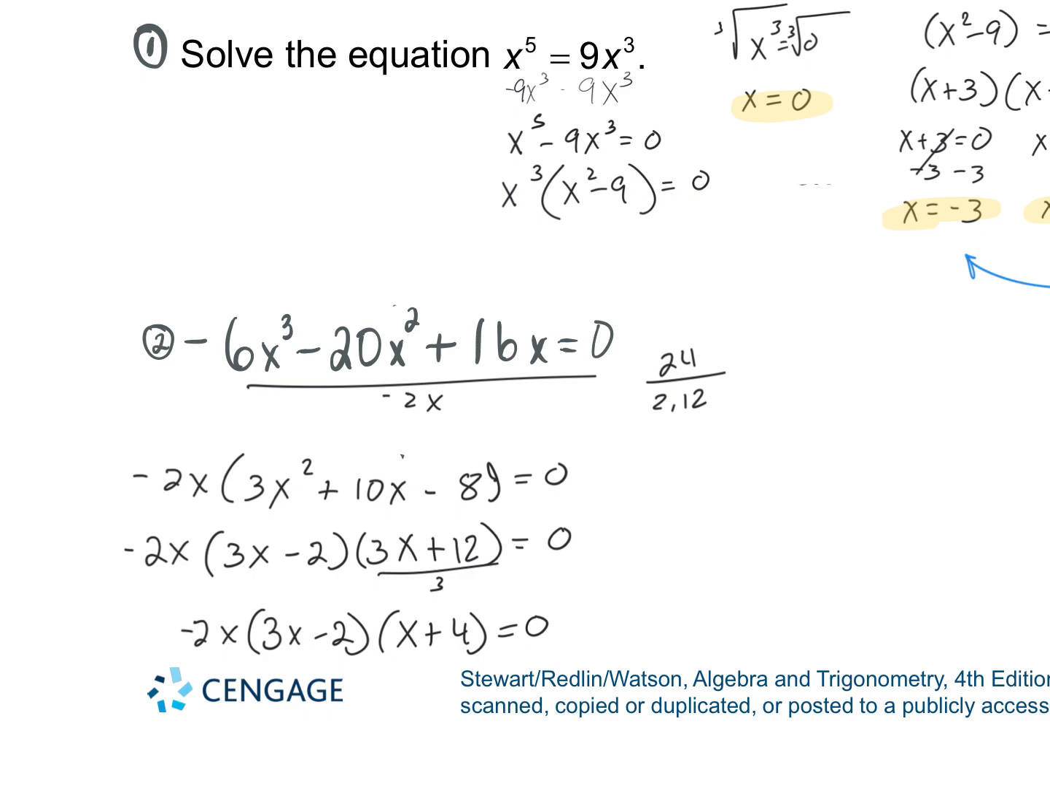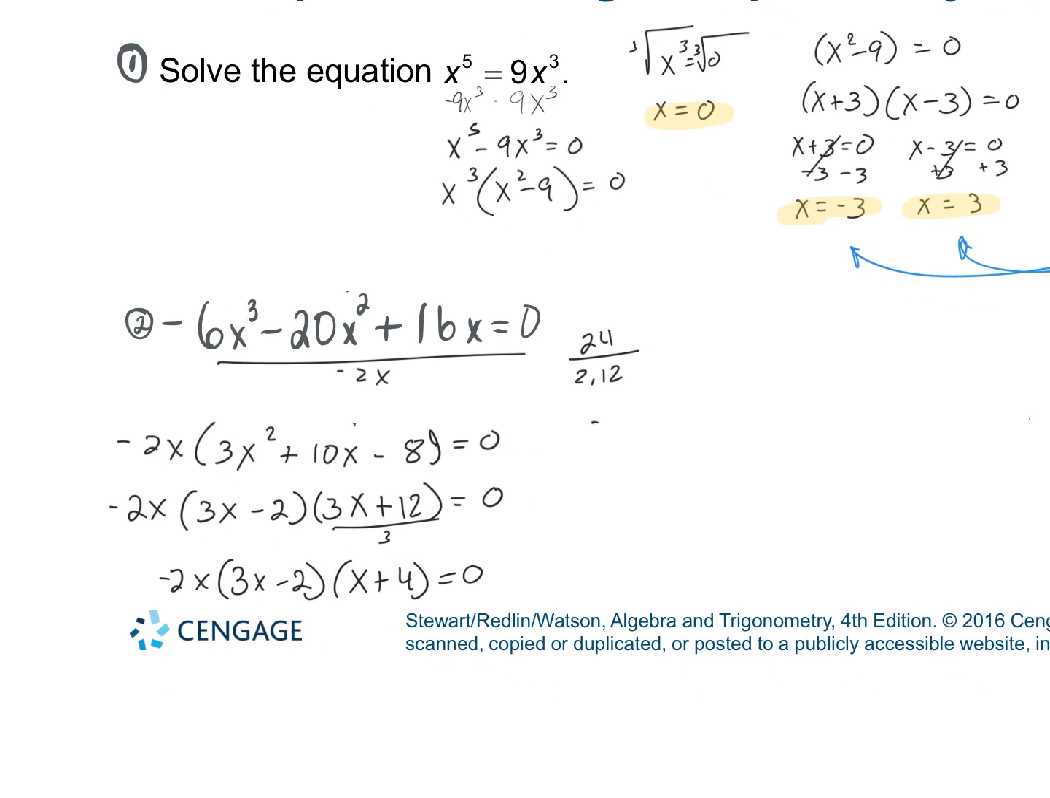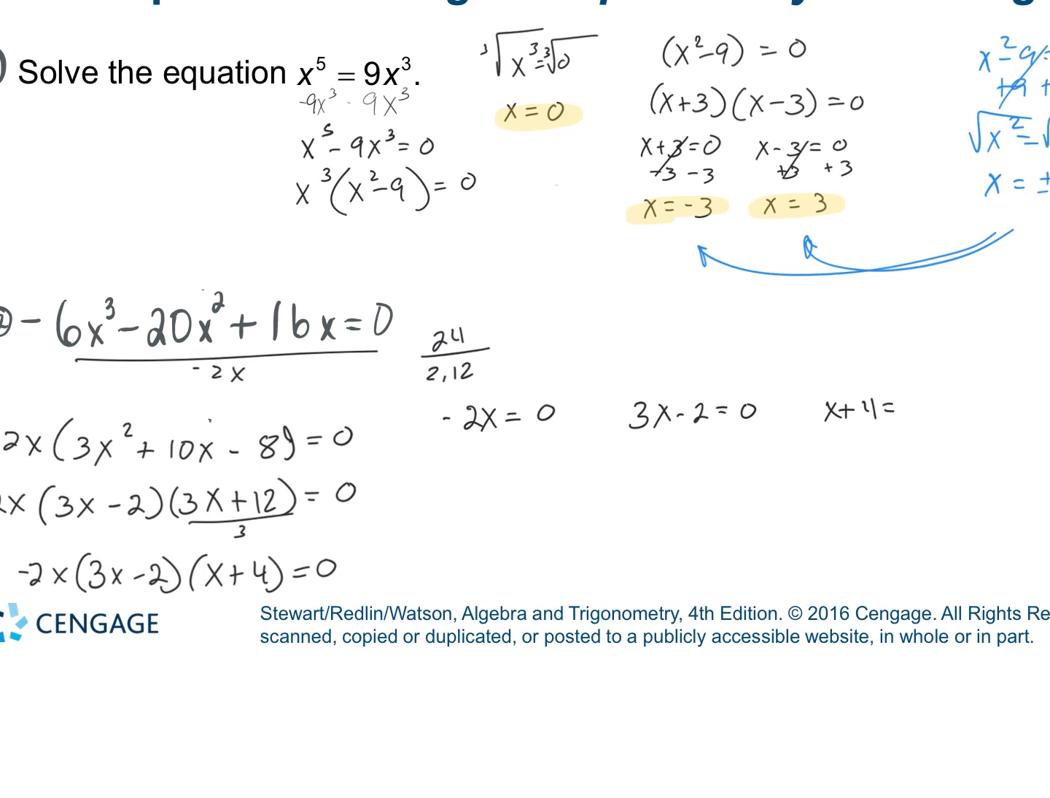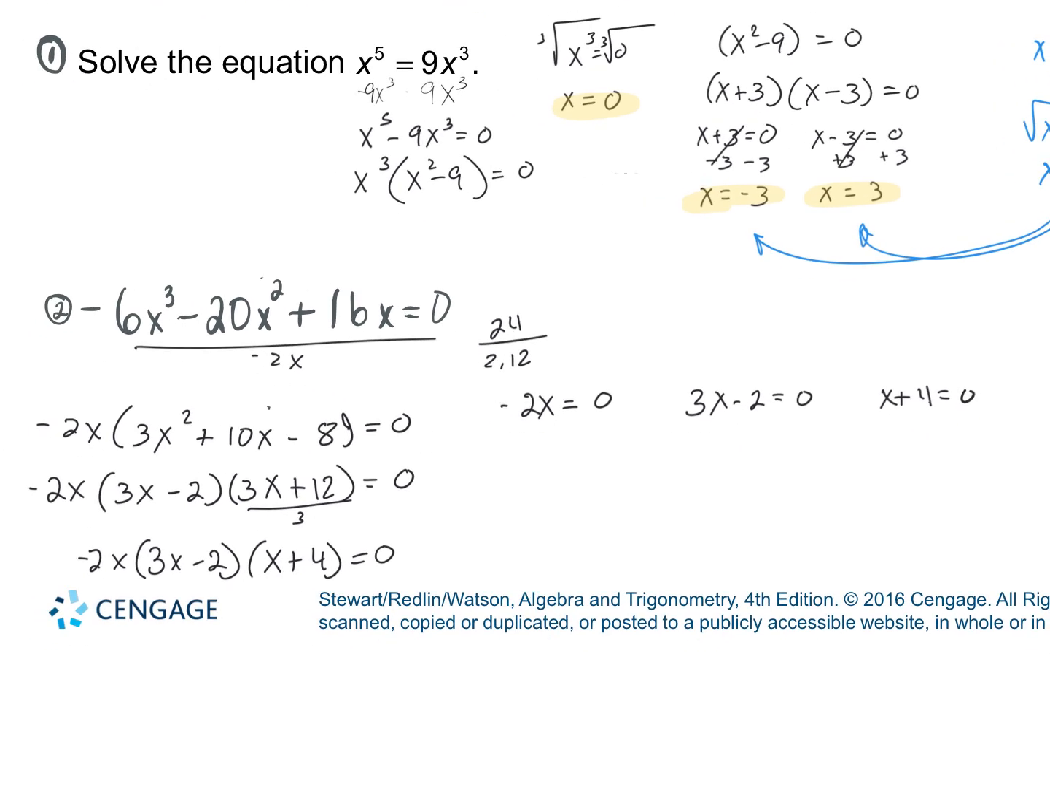So I would be left with negative 2x is equal to 0, 3x minus 2 is equal to 0, and then x plus 4 is equal to 0. Now I can solve the first one by dividing by negative 2. That's going to give me x is equal to 0.